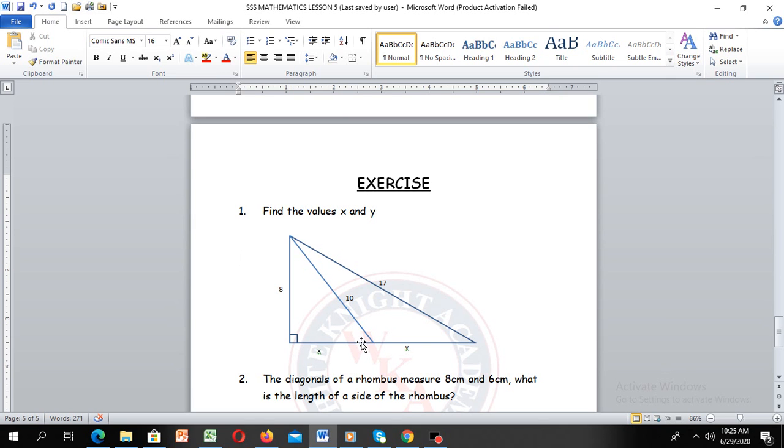The second one also talks about a rhombus. The diagonals of a rhombus measure 8 centimeters and 6 centimeters. It is the diagonals they gave us now. They gave us the dimensions of the diagonals. We are asked to find the length of the side of the rhombus. Well, there's a hint I will give you. You know, the 2 diagonals bisect each other. So that means that in one of the right angle triangles, one of the sides will be 4 and the other side will be 3. And then from there you use Pythagoras rule to determine the hypotenuse.